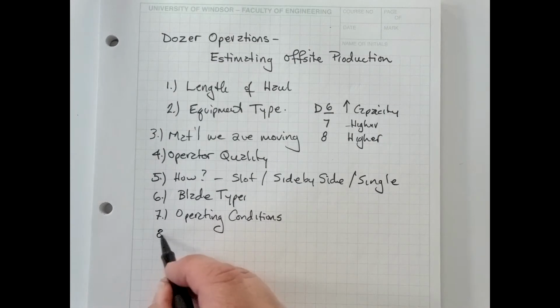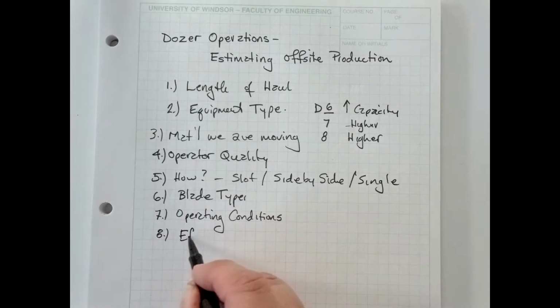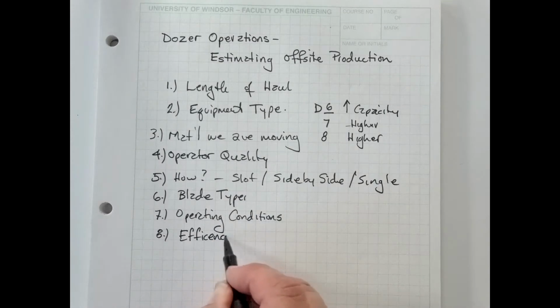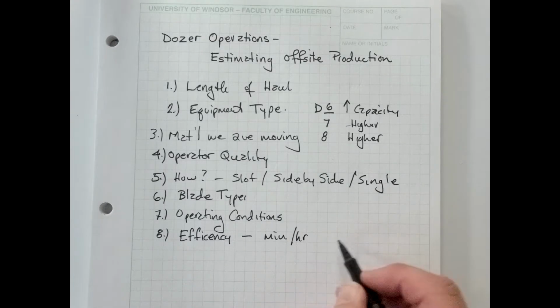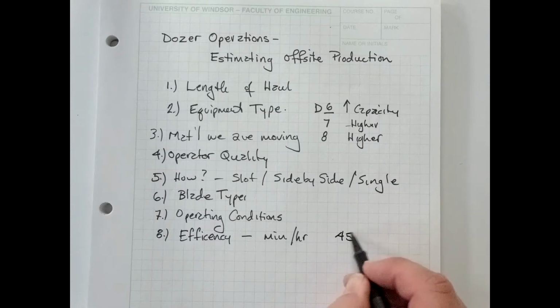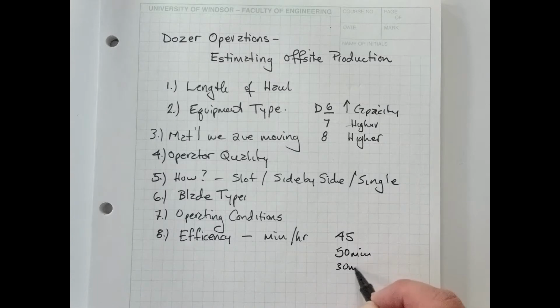And then we need to know our efficiency. And if you recall, our efficiency is given to us in minutes per hour. So these are minutes worked. So our efficiency could be 45 minutes, it could be 50 minutes, it could be 30 minutes, all depending on how we're going to estimate things. And it's these properties that become important for estimation.